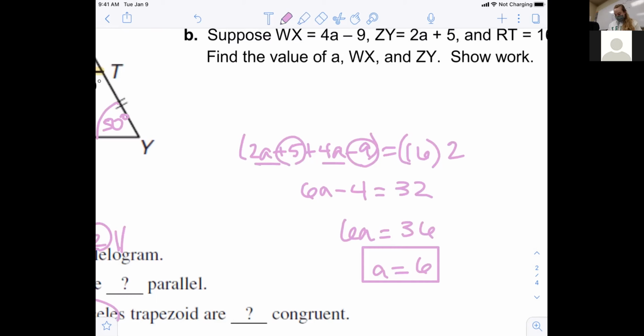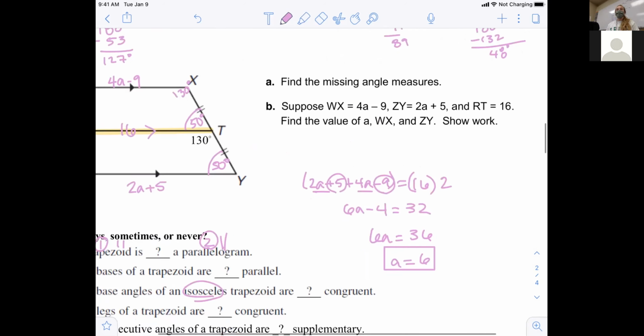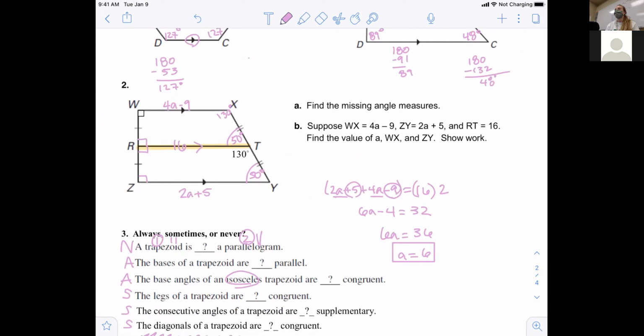Okay, I was distracted, but we got A. Any questions on how we got A? Let's find WX and ZY. Okay. How do we find WX and ZY? What do I do? Plug them in, right? 4 times 6 is 24 minus 9. 24 minus 9 is 15.